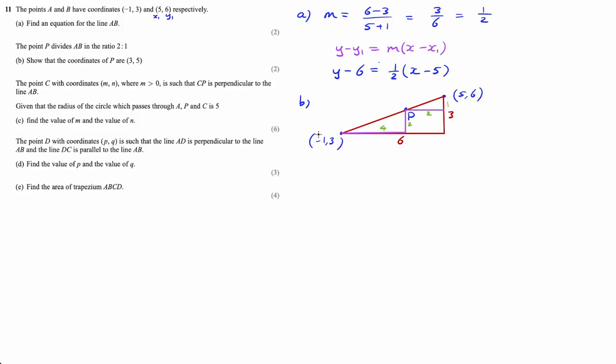So the point would be minus 1 plus 4, which gives me the 3, and then the 3 plus 2, which gives me the 5. So that's how we get it. That is our 3, 5. However, let me just show you how to write it kind of algebraically. So I'm going to do minus 1. So if it's in the ratio 2:1, it's like 2/3 to 1/3. So I'm going to do, let's do x coordinate.